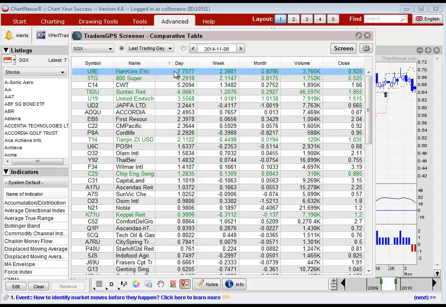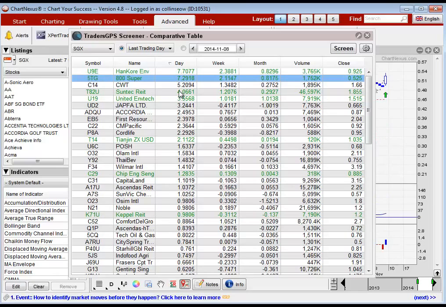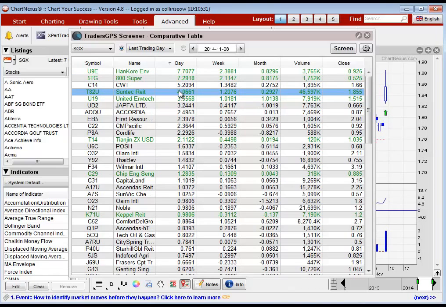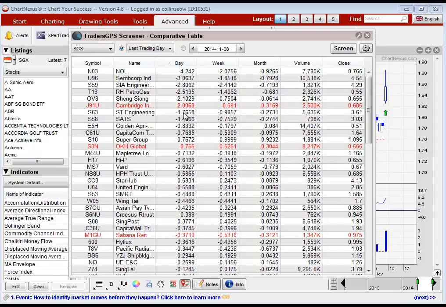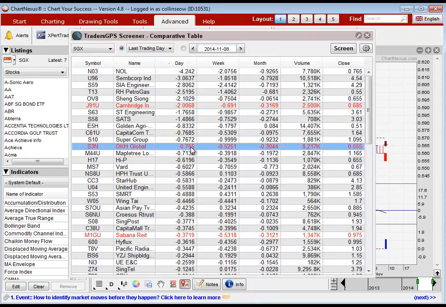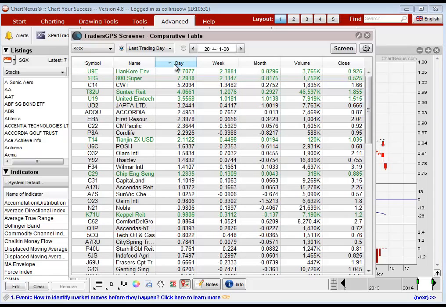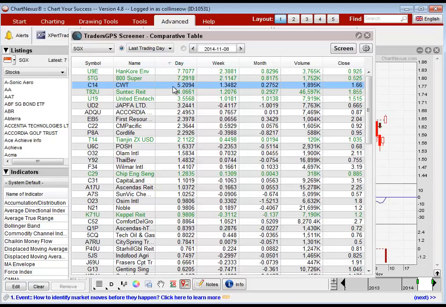So the strongest stocks for the day are Hanko, 800 Super, Suntec REIT. These are the strongest stocks, which also have an arrow to buy. And the weak stocks are Cambridge and OKH Global. So these are the weak stocks to sell. NOL is not highlighted in red because there is no sell signal, and CWT has no buy signal, but it's a comparatively strong stock.